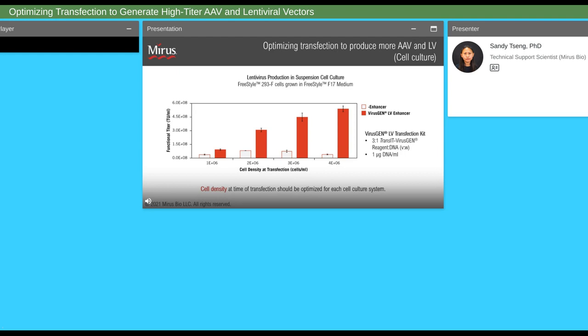Optimizing cell density also applies for lentivirus production, and in this experiment, lentivirus titers were highest when cells were at 4 million cells per mL at the time of transfection.